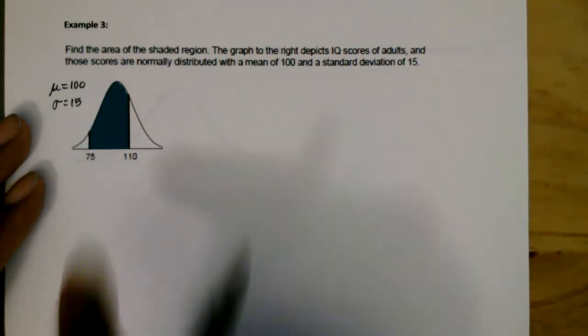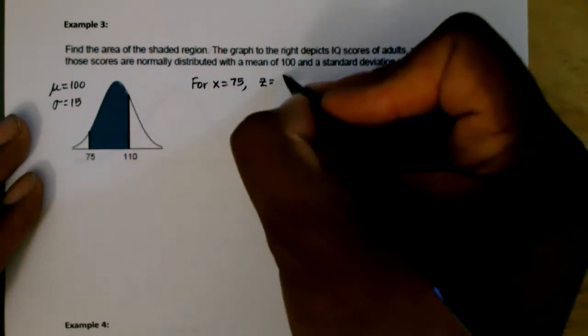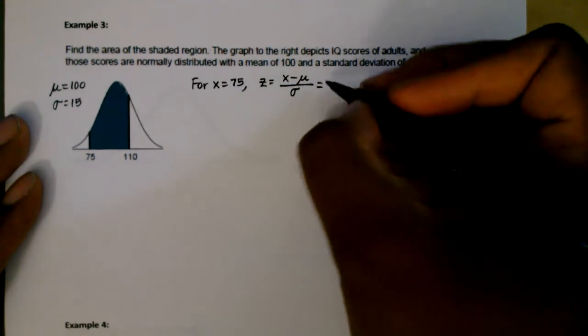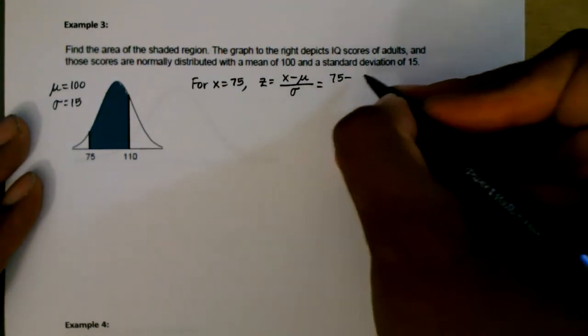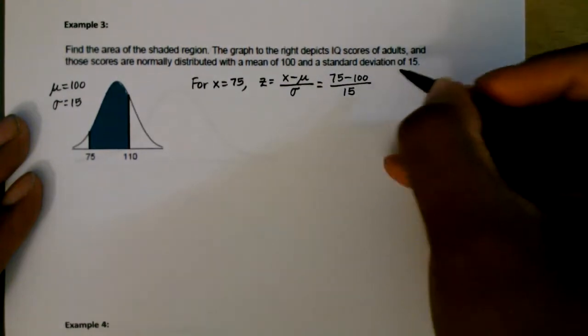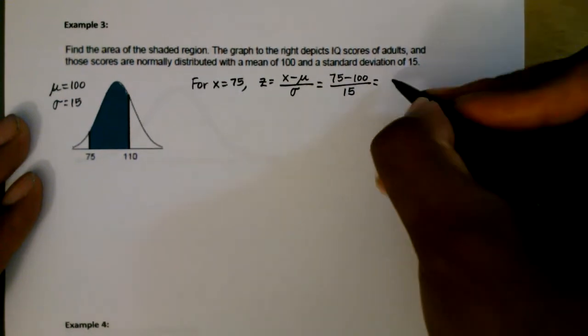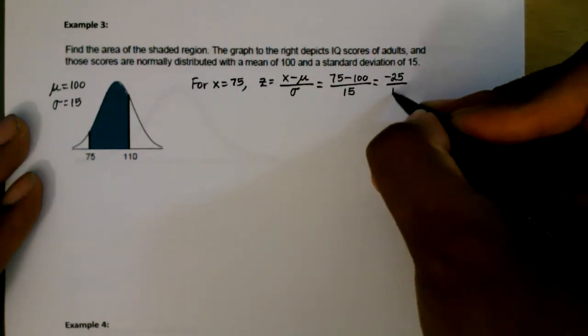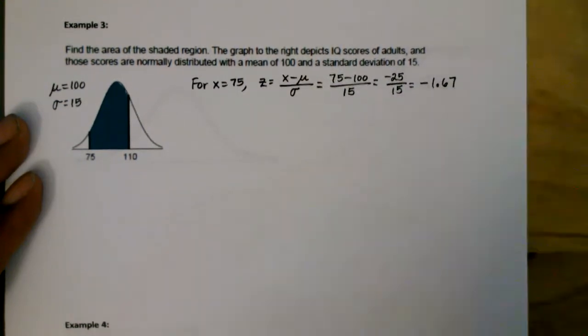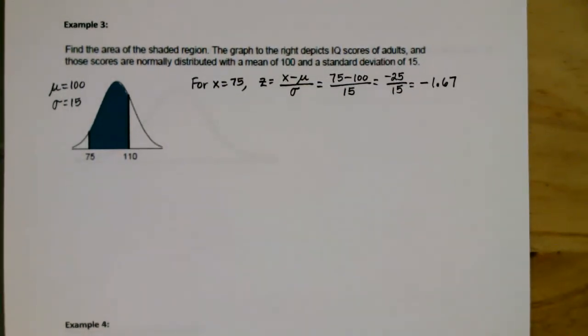All right, so now I need to convert each one of these to z-scores. So let's start off with the 75. The z-value, of course, is x minus mu divided by sigma. Here the x is 75 minus mu, which is 100, divided by 15, which is the standard deviation. Now 75 minus 100 is negative 25. And negative 25 divided by 15, I think I did this in the last example. That's negative 1.67, rounded to 2 decimal places.